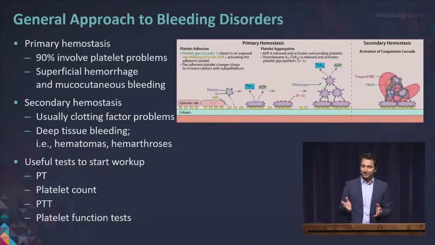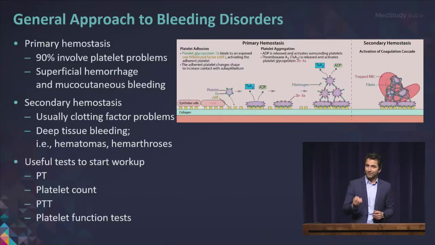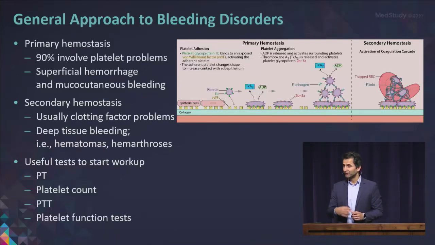It matters because these patients, depending on where their problem is, are going to look different to you. People that have a problem with primary hemostasis, a platelet-driven issue, will typically have superficial mucocutaneous bleeding, milder bleeding. So this is going to be somebody with menorrhagia, epistaxis, maybe some petechiae, maybe bleeding in their gums when they brush their teeth. This is very typical of platelet problem bleeding, a primary hemostatic defect.